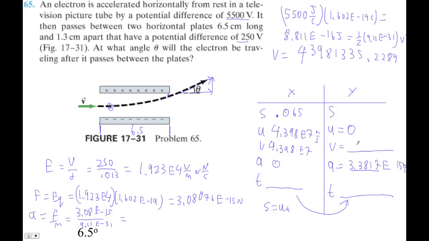Once you have this velocity and this velocity, you're going to draw a little picture of this thing. This is going to be your 4.398 E7. This will be the answer that you got from here. And then to find that angle, you're going to go inverse tangent of this over this. All right, happy hunting.